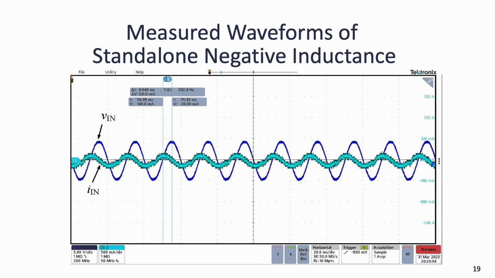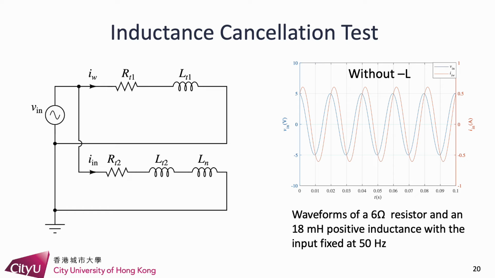And here are the measured waveforms of standalone negative inductance showing the voltage lagging the current by 90 degrees. We may also perform a very simple inductance cancellation test. Shown here, the top side is basically a series connection of a resistance and a normal inductance, and therefore you will see a typical phase angle difference between the voltage and the current. At the bottom part of the circuit, we inserted a negative inductance, and our purpose is to cancel the original normal inductance.